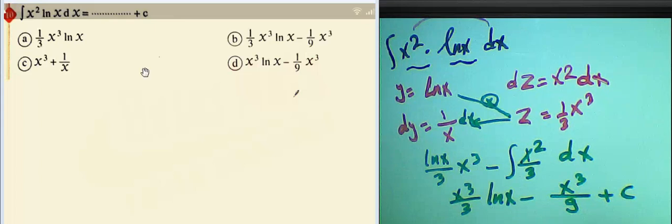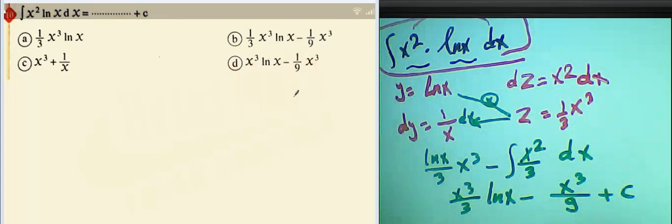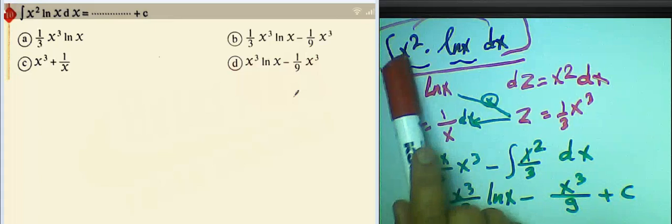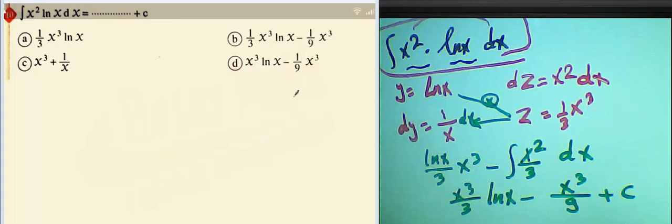It's the result. Look at letter B, choose letter B about this example. Understood? I used this method here because we have x power 2, a function x power 2, and a function ln of x. We can find the result without using this method, using practical integration between two terms here.